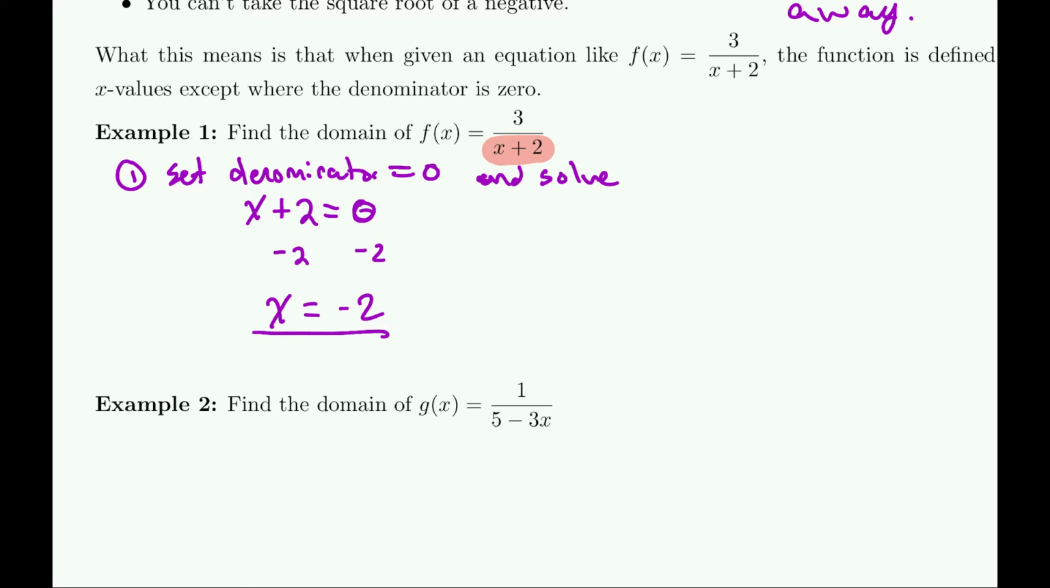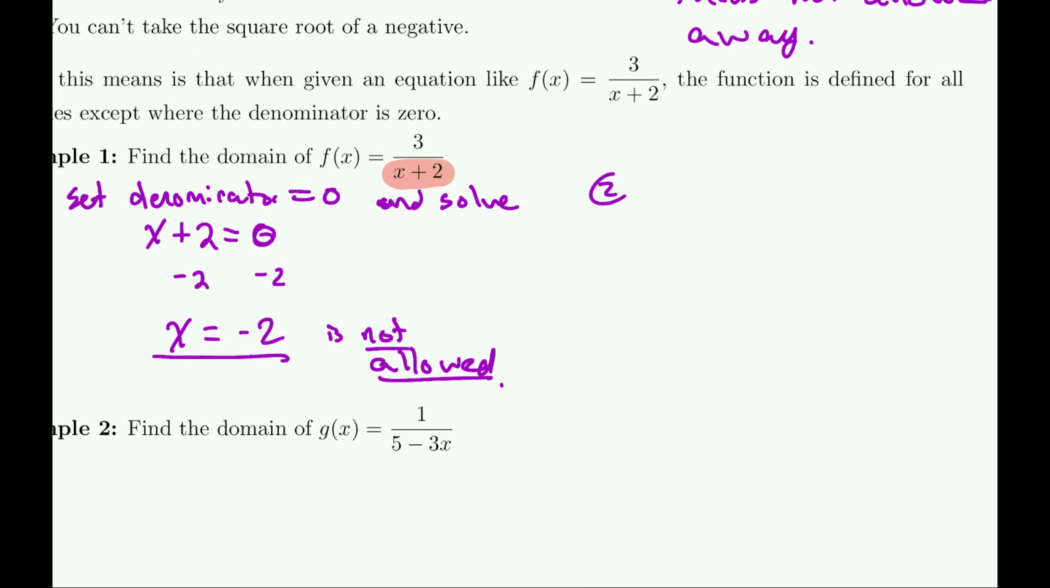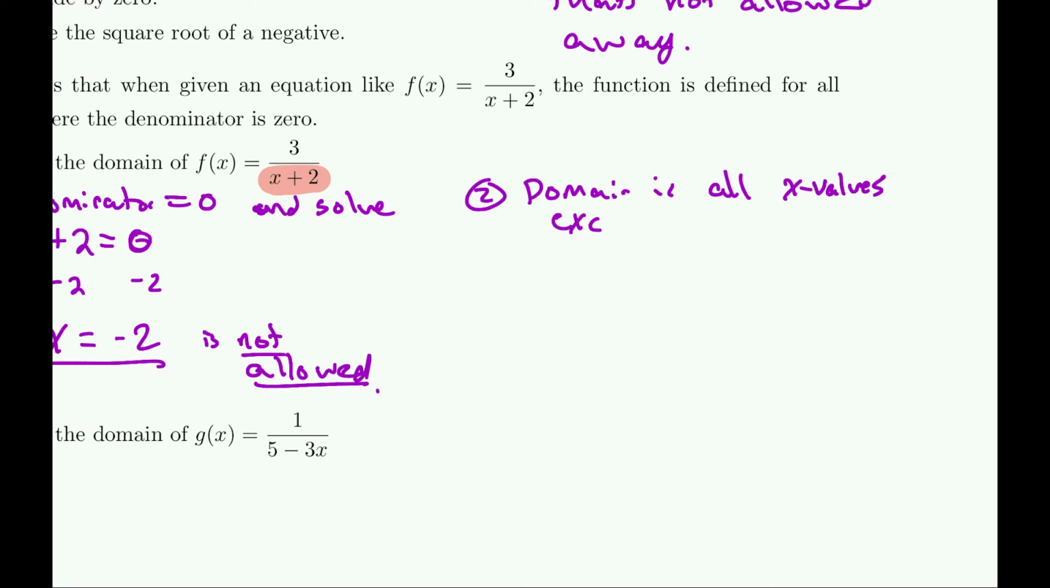Now that x value is not the domain. That x value is where, if you plug x equals -2 in here, there's a divide by 0. So that's what's not allowed. x equals -2 is not allowed. So then your domain is all x values except that one. Everything except x equals -2.